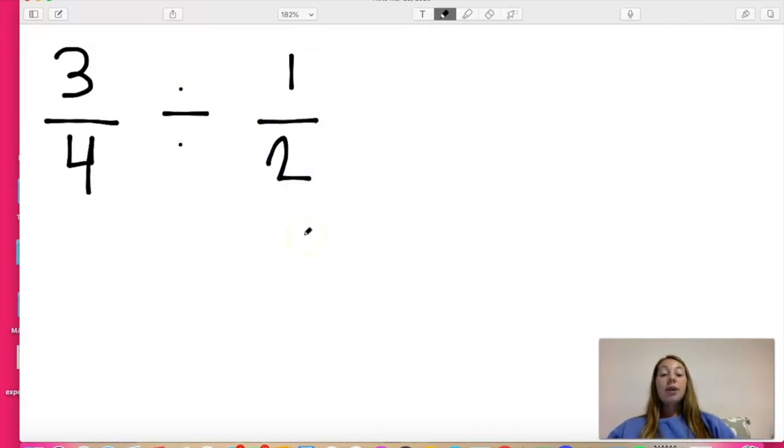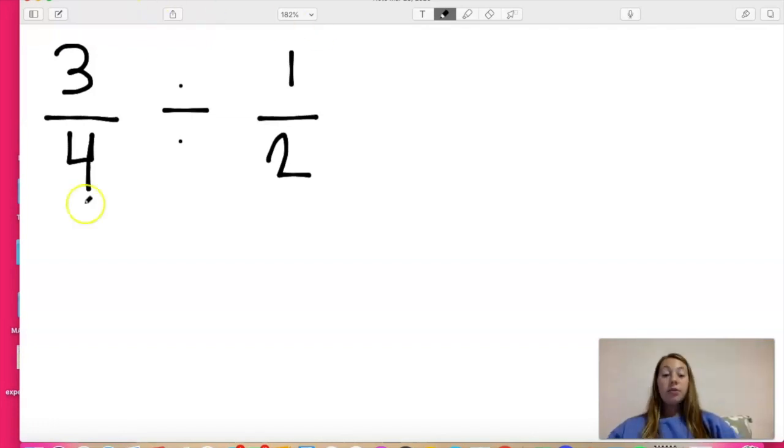Okay, so now we have a denominator of 4 and a denominator of 2. So that's an issue. We can't do 3 divided by 1 and 4 divided by 2, because that will give us the incorrect answer. But we can take the reciprocal of this and multiply. But before we learn about the reciprocal, I want you to understand why we can use it.